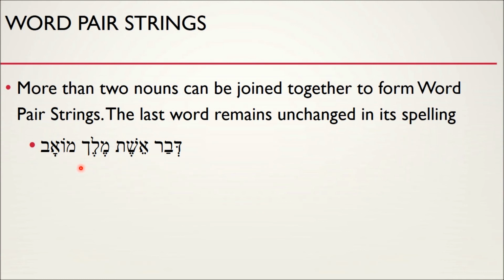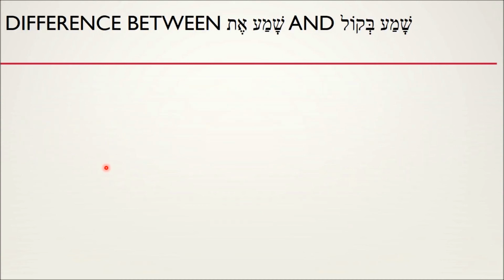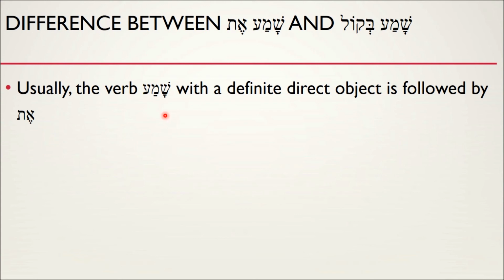And by the way, something else is that you're never going to have mixes of definite and indefinite words in a word pair. They're either all going to be definite or they are all going to be indefinite. All right, so the last thing we're going to touch on is the difference between Shema et and Shema bakol. So usually the word Shema, with a definite direct object, is followed by et, and we learned about that rule in the last chapter.